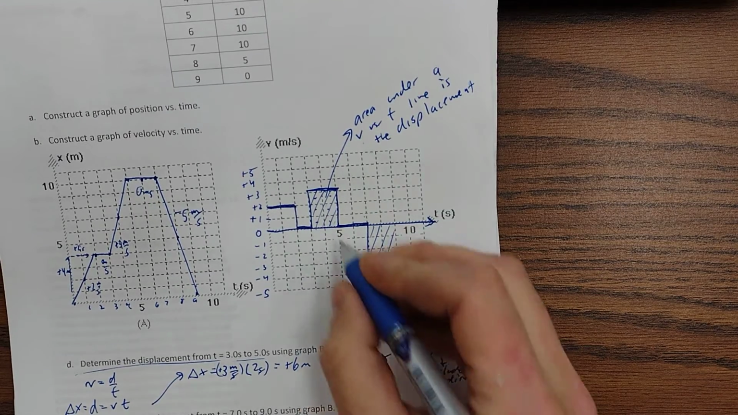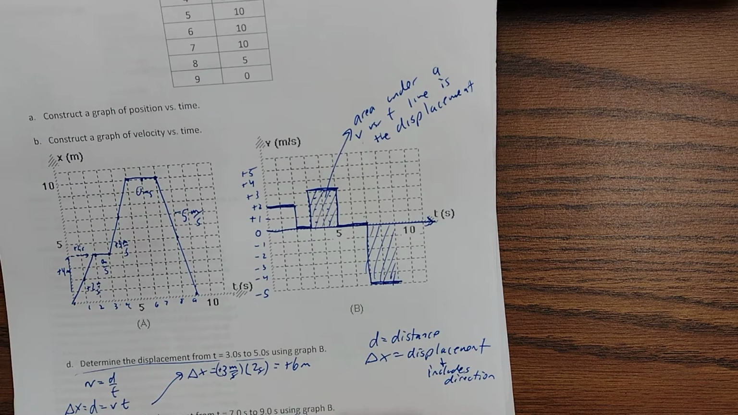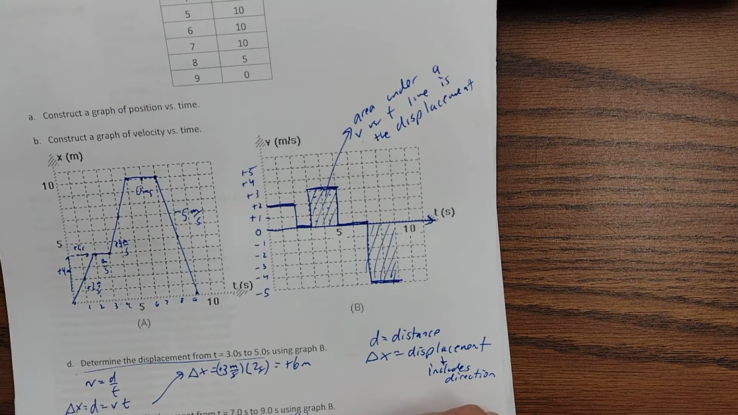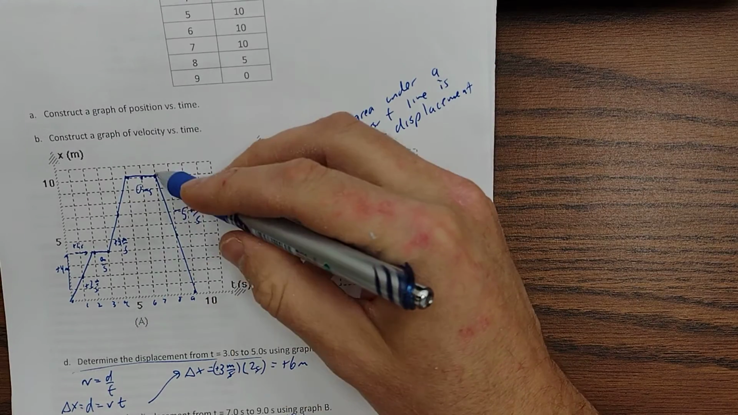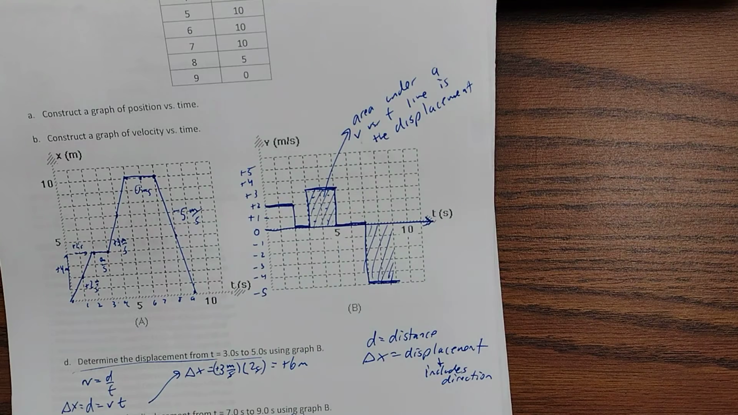So it's, the base here is 2 seconds. The height of it is -5 meters per second. So you got to put in the direction, right? You got to put in the direction, -5. So the displacement is -10 meters, right? And you can see, read it off this graph too. It went down 10 meters in those 2 seconds from 7 to 9.